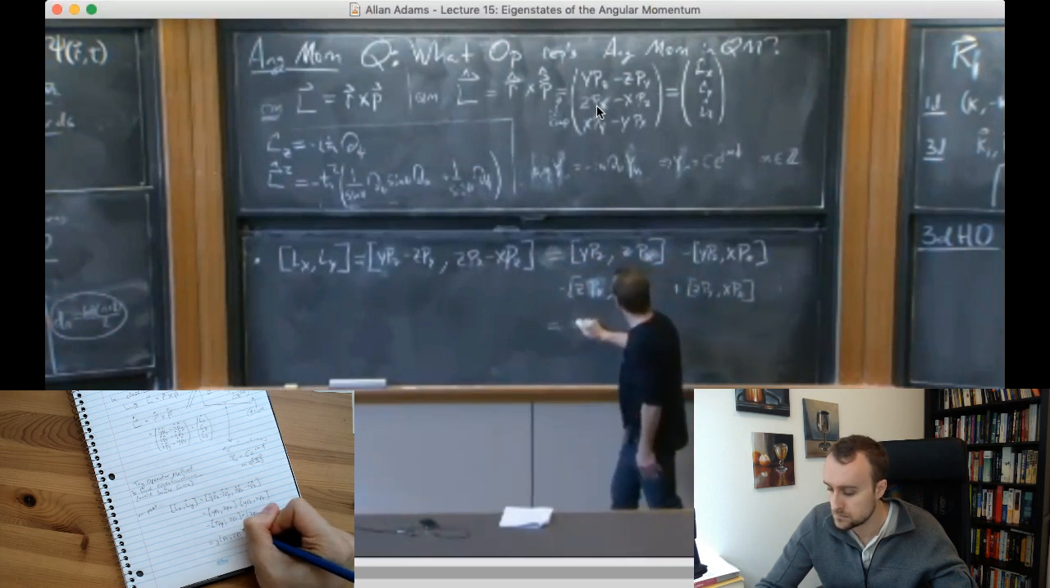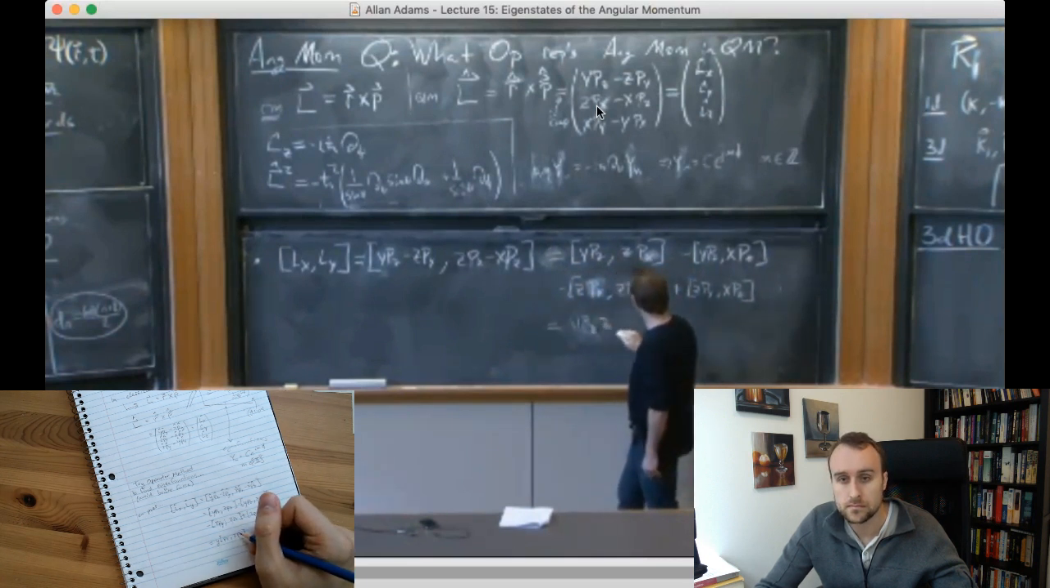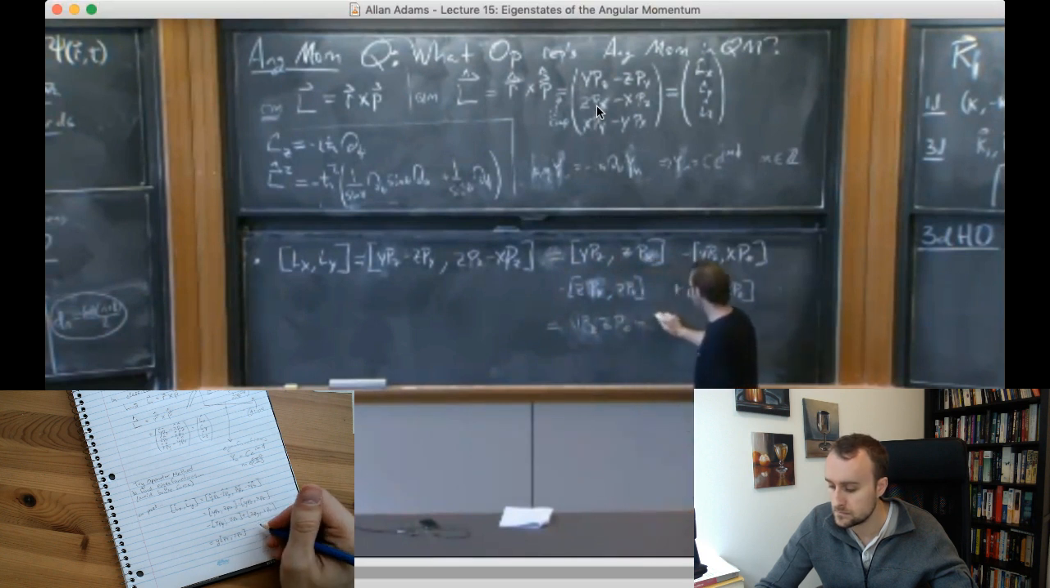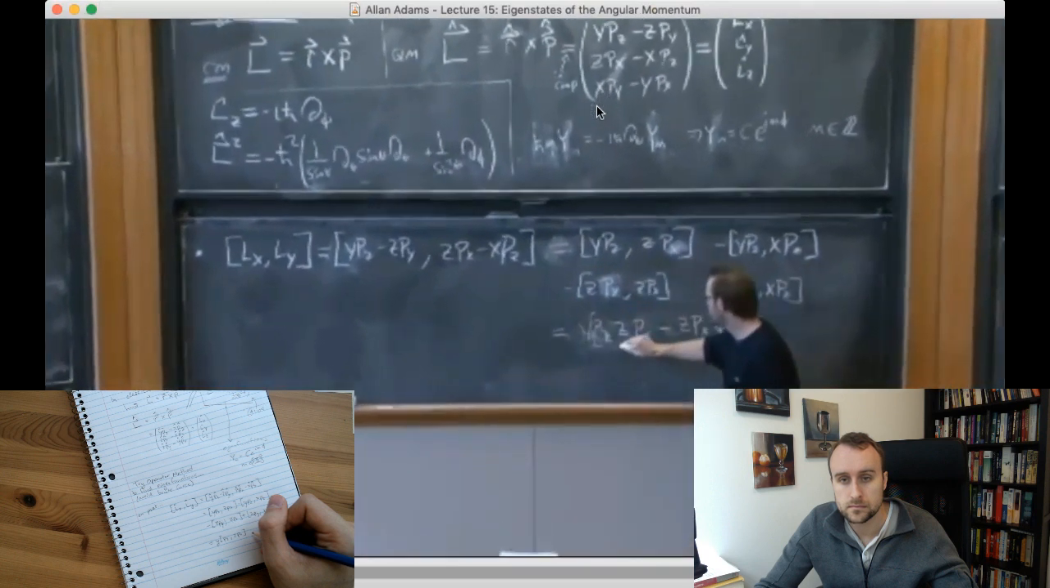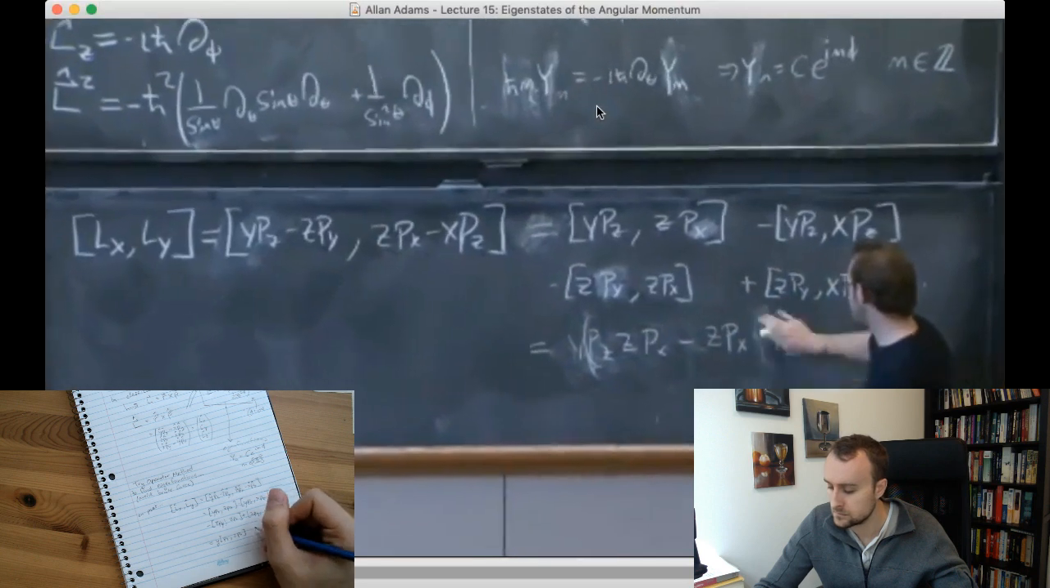There's no reason not to. So this is y pz z px minus z px y pz. And I can pull the y out front because this can commute with px and with z. So I can make this y times (pz z px minus z px pz).